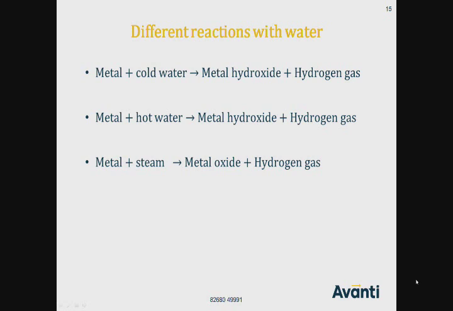Different reactions with water. Metal with cold water will give you metal hydroxide and hydrogen gas. Hot water, same thing. Steam, you will get the metal oxide and hydrogen gas. So these are the different reactions of metal with different types of water. Cold water means a very low temperature of water. Hot water means a relatively higher temperature compared with cold water. And steam means the maximum temperature that water can achieve, which is 100 degrees Celsius. Means at 100 degrees Celsius, it will be in the form of steam. Okay. So first of all, please note down this one.